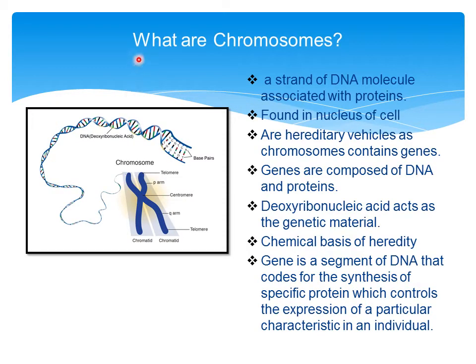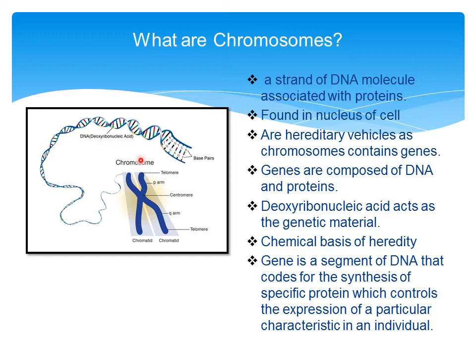Now let us start with what are chromosomes. So what are these? These are a strand of DNA molecules associated with proteins. So it is clear, right? They are DNA molecules associated with proteins. They are mainly found in the nucleus of the cell.